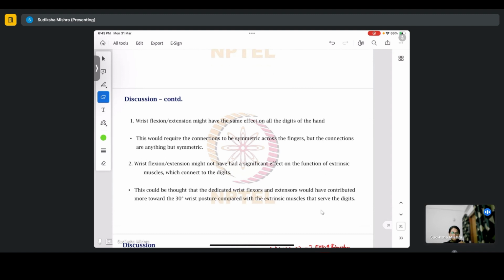Coming to the second hypothesis, which is that the wrist flexion extension does not have a significant effect on the function of the extrinsic muscles. It could be that the contribution of the wrist flexors and extensors is more towards going to the flexed or extended posture as compared to movement of the digits. This might lead to the flexion extension not having an effect.